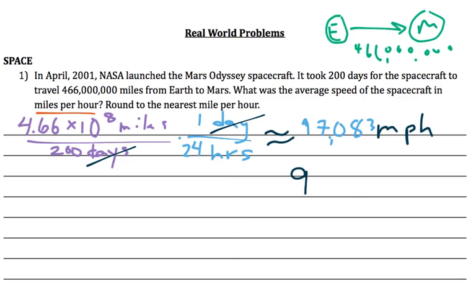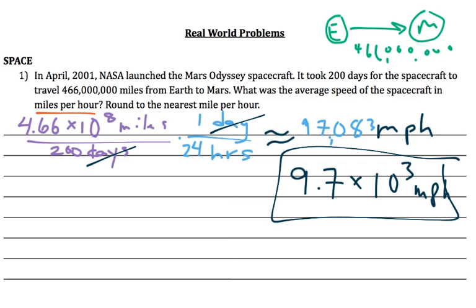And if you wanted to keep that in scientific notation, you could just say 9.7 times 10 to the third miles per hour. Either of those is A-OK. Let's check the next problem out.